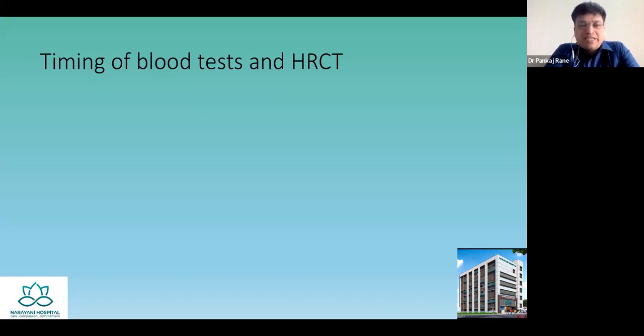If a patient has mild symptoms and doesn't have any comorbidity, we do not do anything. There is no need for any test. No blood test, no HRCT. You do HRCT only if the patient has lower respiratory symptoms, cough with expectoration, or saturation dropping below 92%. In that case, you should do HRCT. Otherwise, there is no need to do HRCT.